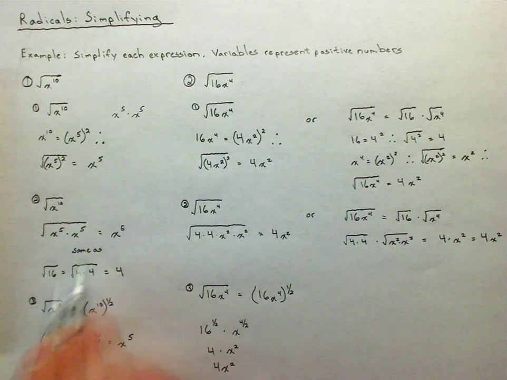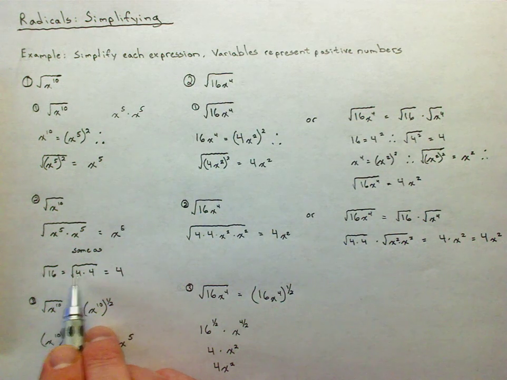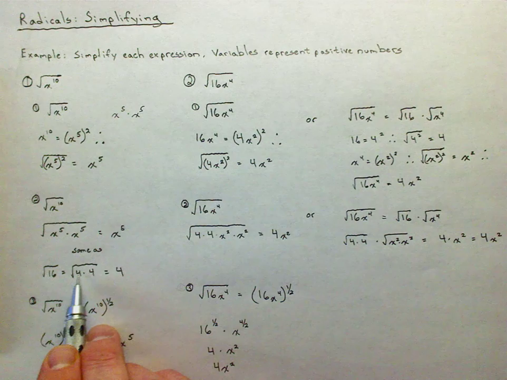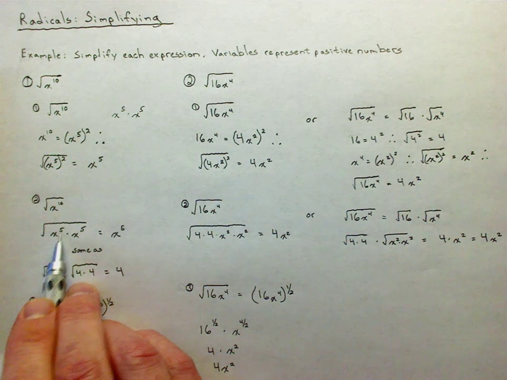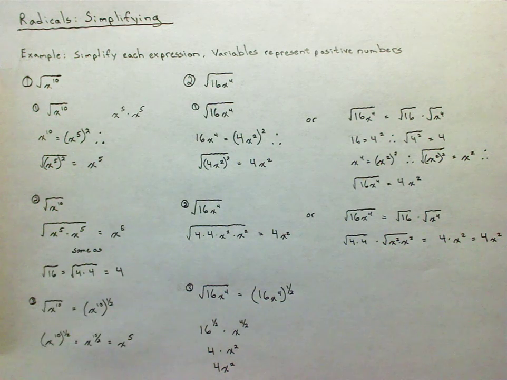And this is the same as whenever I look at the square root of 16. What it really is, is the square root of 4 times 4. Well, the answer is 4. This is another way, instead of writing 4 squared, or instead of writing x to the 5th squared, I can break it down into factors.